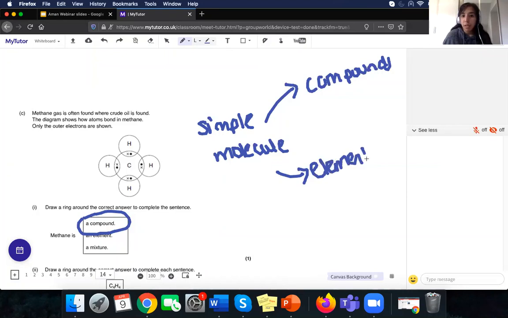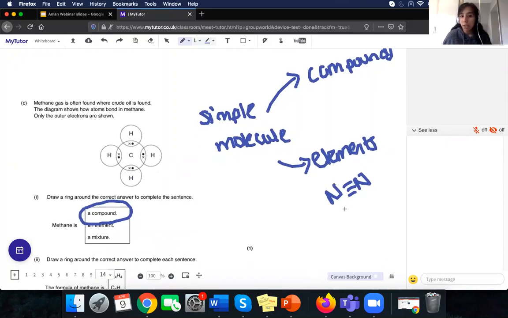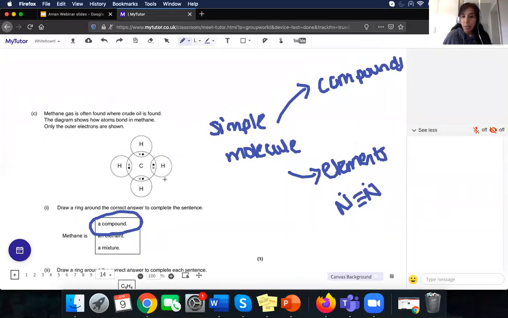So remember, something like nitrogen is only made of nitrogen. It's got a triple bond between it, and that's just about the sharing of electrons. If you want to cover that in more detail, go back to Tuesday's lesson. So therefore it would be an element, it's only made of nitrogen, whereas methane has carbon and hydrogen in it, and they're chemically combined, and therefore it's a simple molecule as well as a compound.